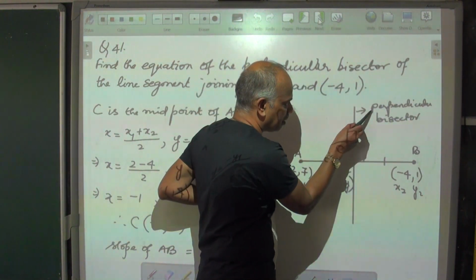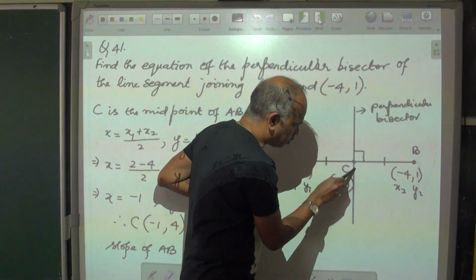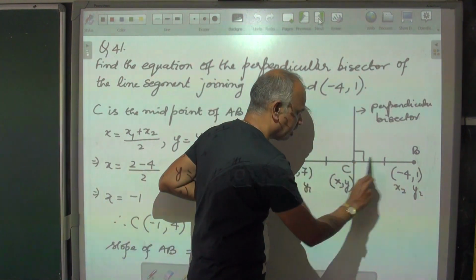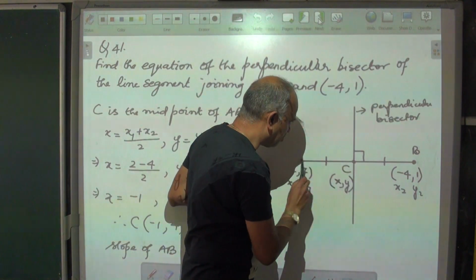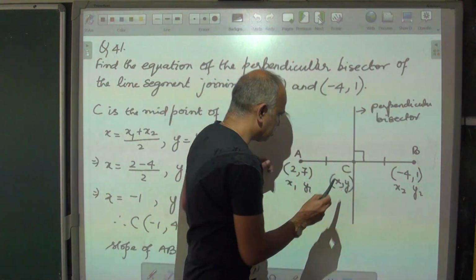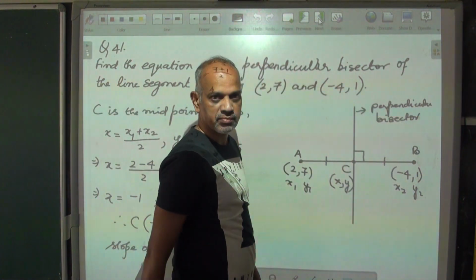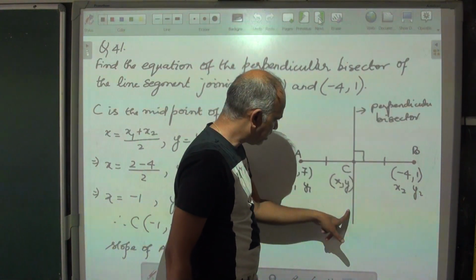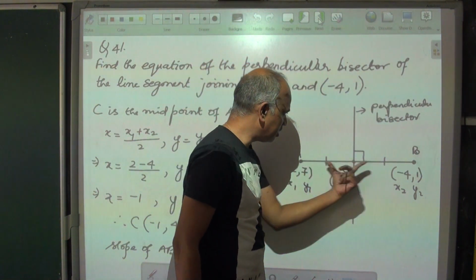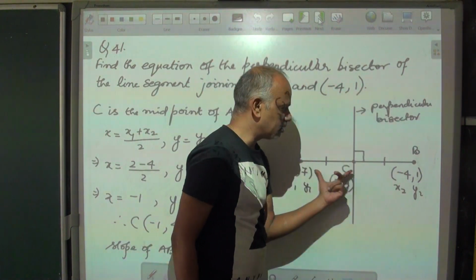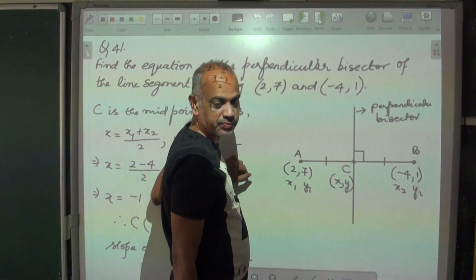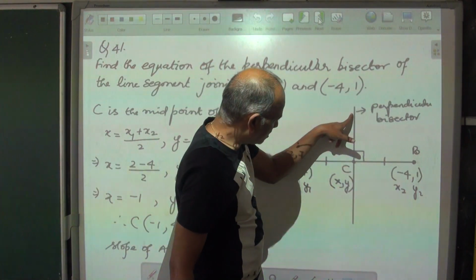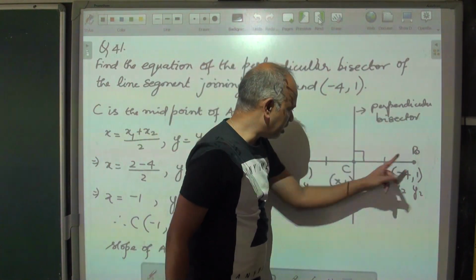Look at it. It's perpendicular, I said, which means it should make an angle of 90 degrees with AB. It's the bisector, which means it should divide AB into 2 equal parts. This part and this part should be the same. So this line is perpendicular. It's also the bisector. Both are equal. So for this line, you have to find its equation. Now you'll see that this line cuts AB at the point C.